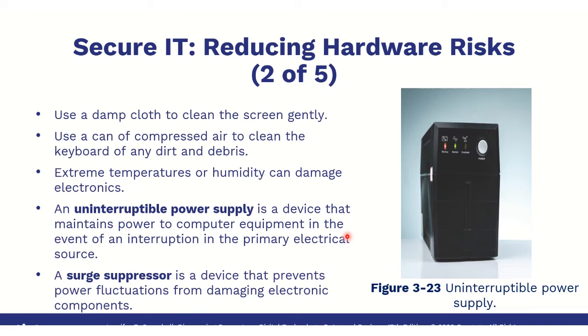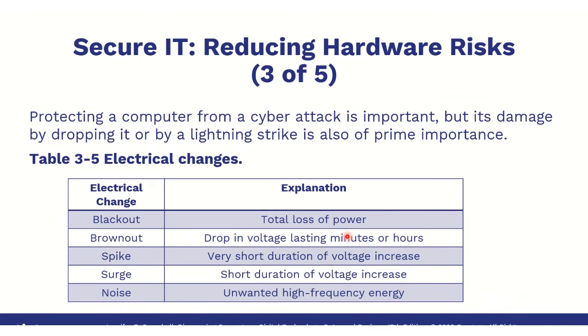An uninterruptible power supply, UPS, is a device that maintains power to computer equipment in the event of interruption of the primary electrical source. A surge suppressor is a device that prevents power fluctuations from damaging electronic components. Protecting a computer from cyber attack is very important, but protecting it from damage from dropping it or a lightning strike is also very important.